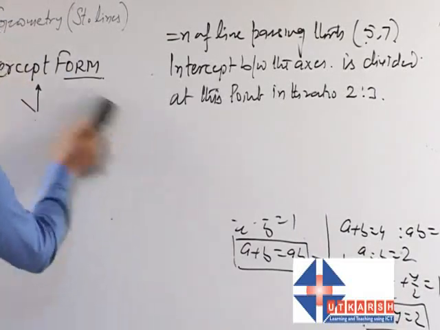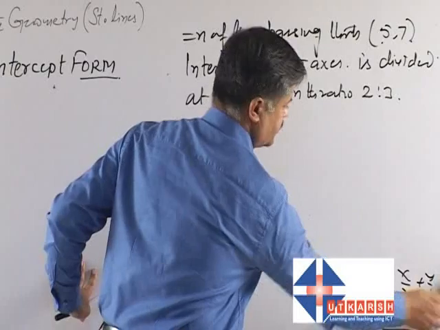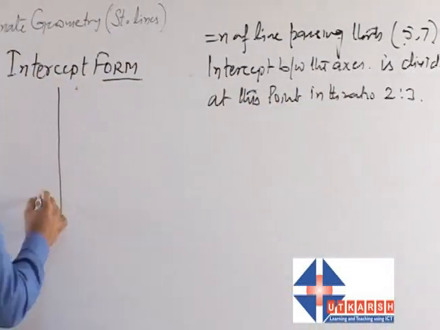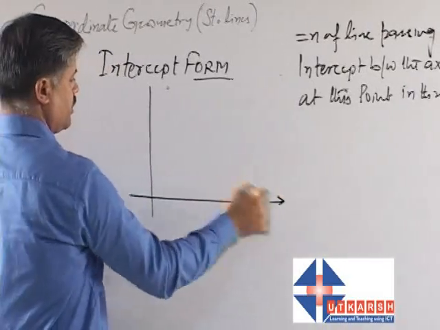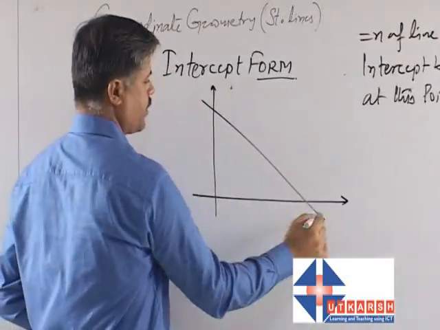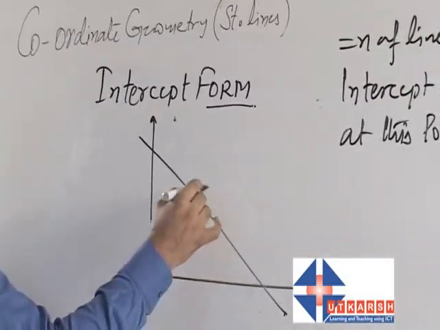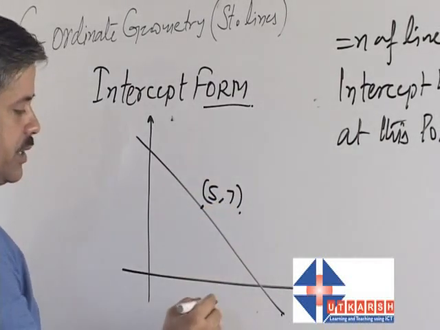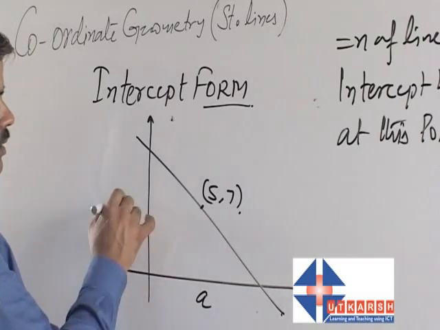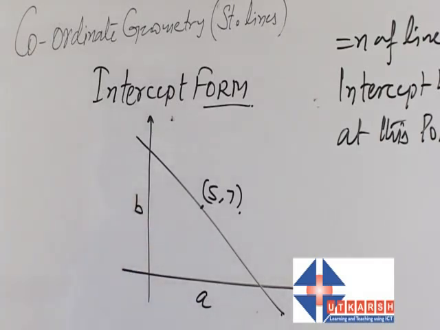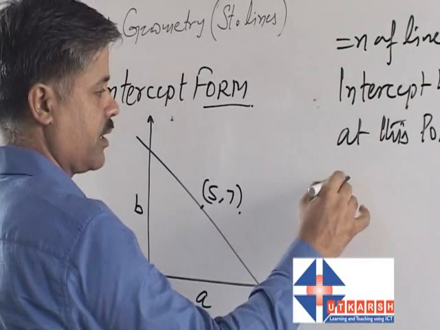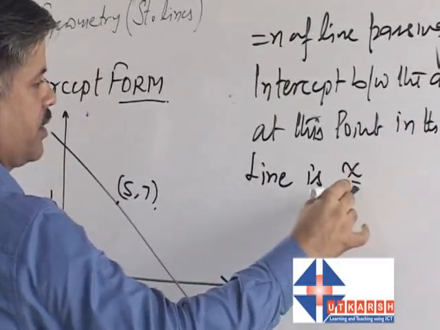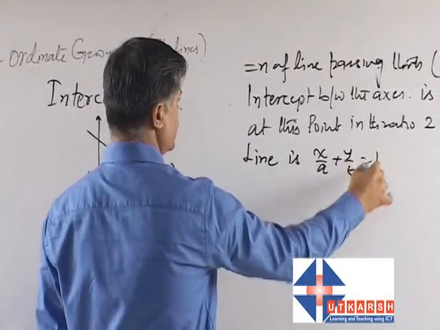Let me draw the diagram once again. Say this is your coordinate axis. ये line है अब आपके पास. This is the point here, say (5, 7). Intercept on x-axis to be taken as a, intercept on y-axis to be taken as b. So line in intercept form becomes x/a + y/b = 1.